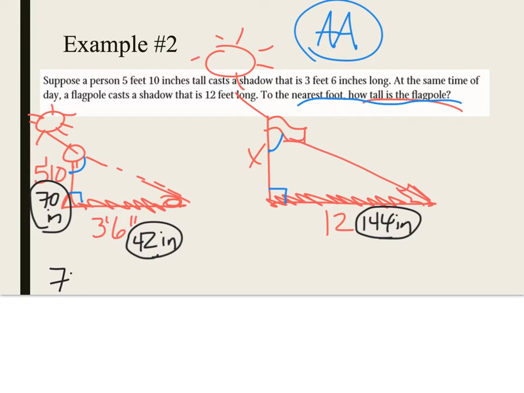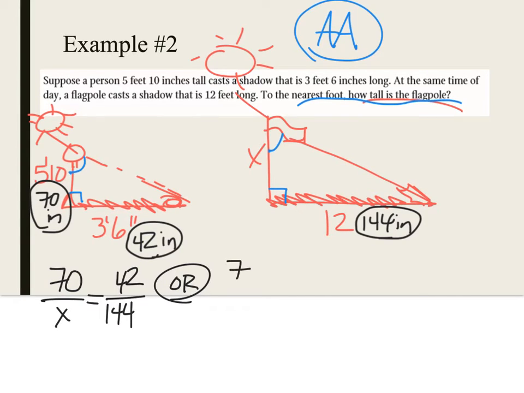I'm going to do the person's height to the flagpole's height should go in the same order as the person's shadow to the flagpole's shadow. That would work for me. Or if your eyes didn't see that, you might want to do person to their shadow, 70 to 42, would be matched to the flagpole to its shadow. Or maybe you see it a different way.